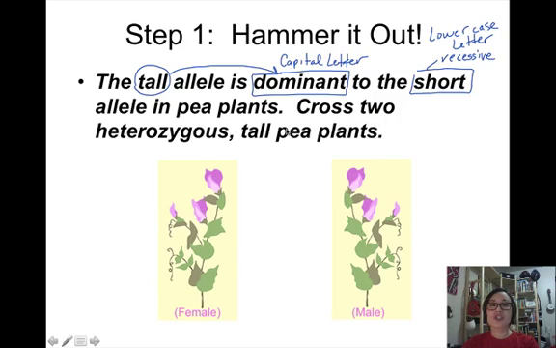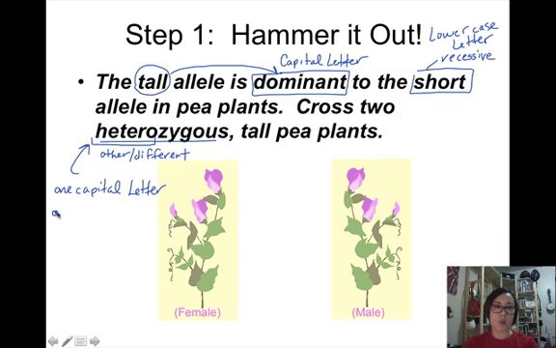It says cross 2 heterozygous tall pea plants. So both of my parents are going to be heterozygous. So now I need to ask myself, if something is heterozygous, what does it look like? Well, I know this prefix hetero means other, or it means different. So that means I'm going to have 1 capital letter, and I'm also going to have 1 lowercase letter. All right, so I picked out all the important parts of my question and have done step 1.